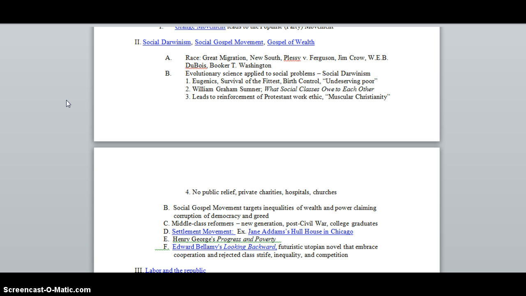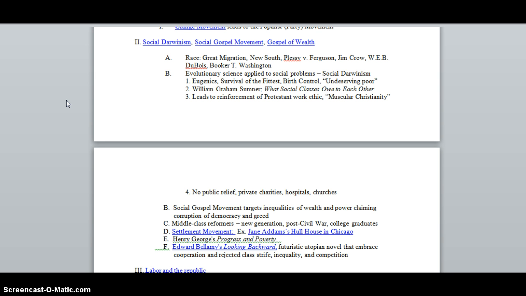You have some works that come out, some literature that comes out to support these different movements. One was by a man named William Graham Sumner, who wrote the book What Social Classes Owe to Each Other. And this is, again, going to lead to the reinforcement of the Protestant work ethic that I mentioned that dates back to the Puritans. And another idea called muscular Christianity, linking this Protestant work ethic and being a good Christian and hardworking, and that equaling success.